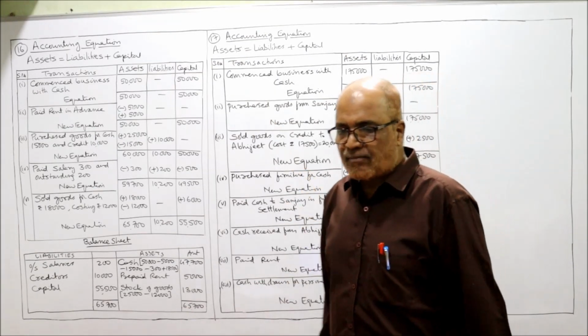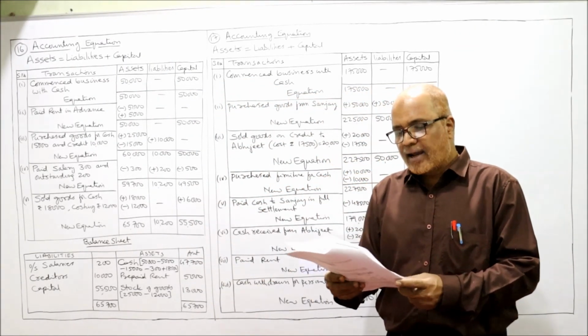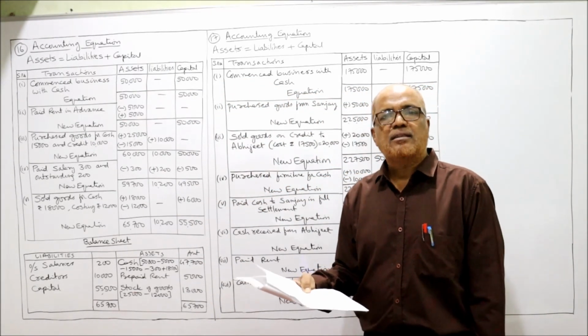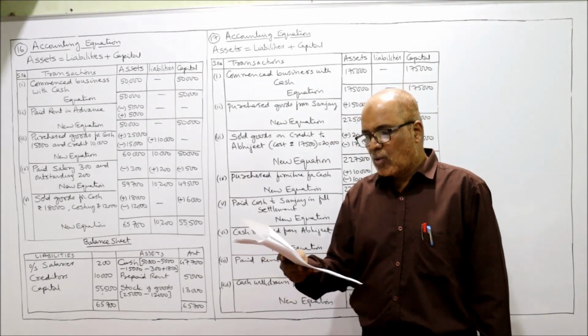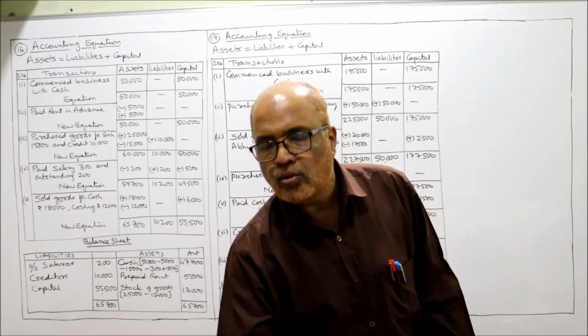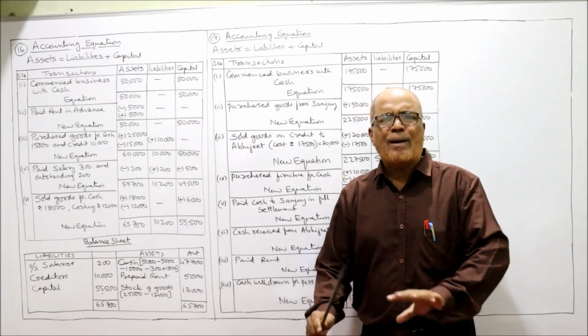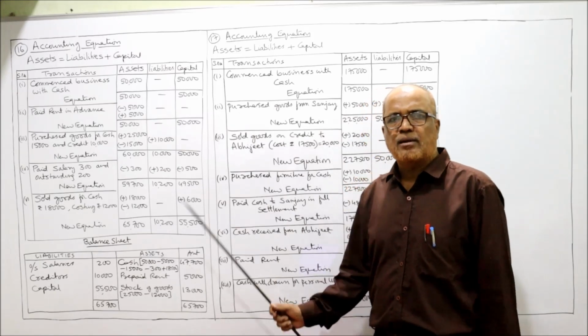Now next problem, 17th problem. See the 17th one. Show the accounting equation just like the previous problem from the following. So 1, 2, 3, 4, 5, 6 up to 8. 8 items are given and we have to record the transactions according to the accounting equation method. No balance sheet is asked. No need to make the balance sheet.